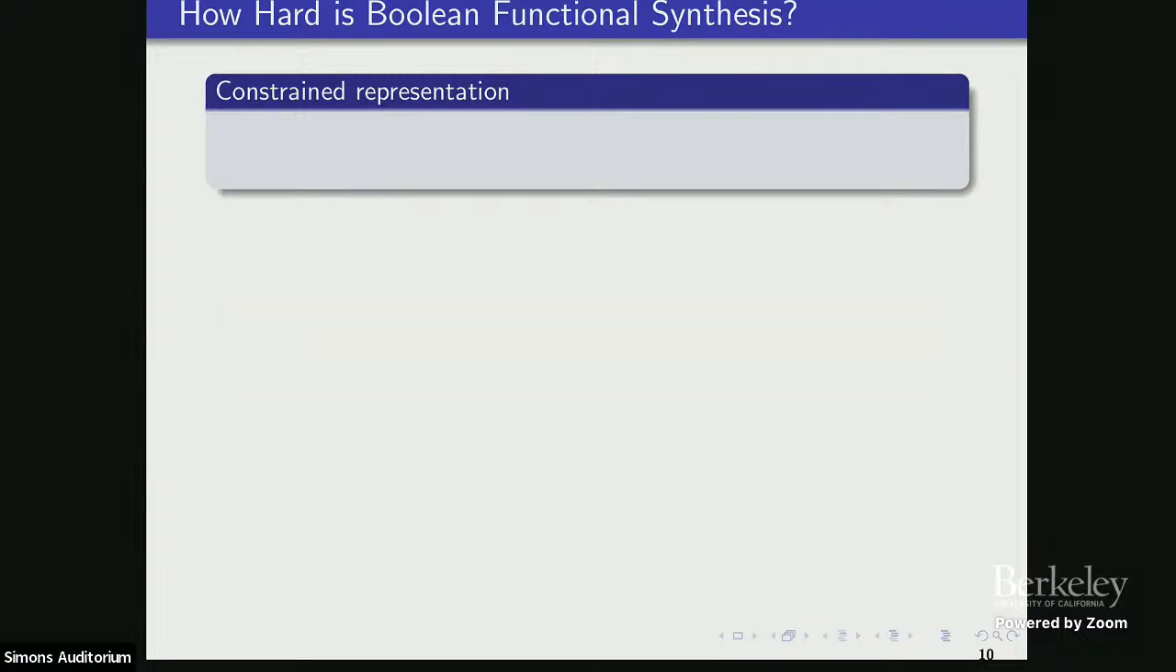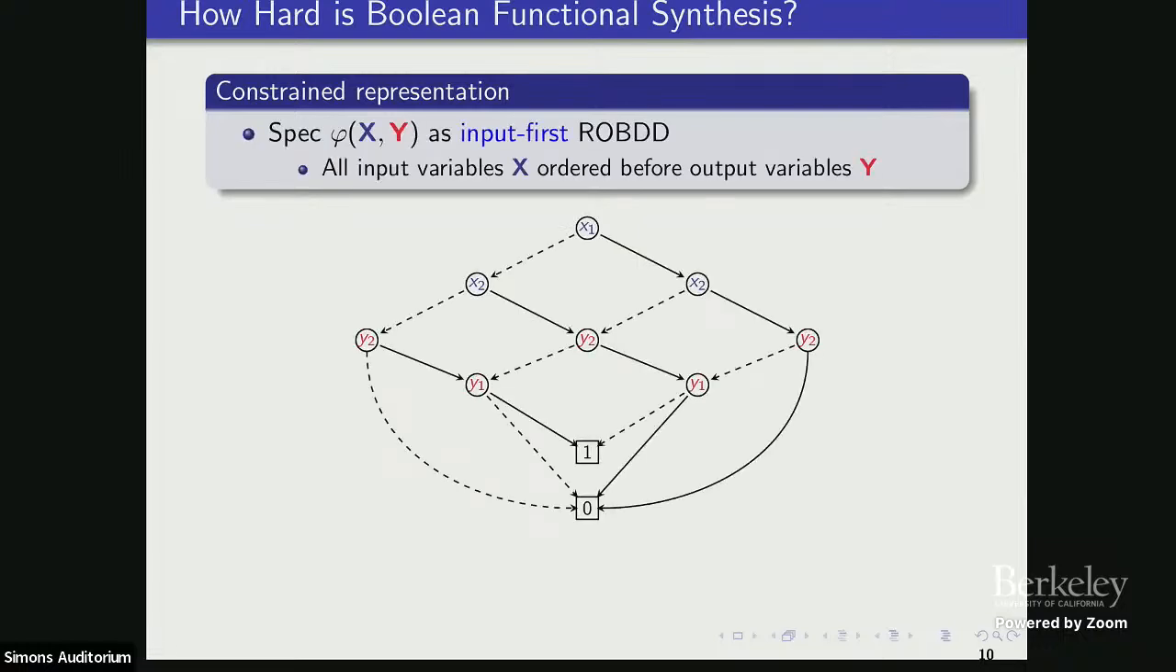So let's look at the other end of the spectrum, and let's say I have a very constrained representation. Randy Bryant talked about BDDs, and other speakers have also talked about BDDs. So if we use BDDs, and actually even a more constrained kind of BDDs called input-first ROBDDs, which means that all the input variables X are ordered before the output variables Y. They can be ordered between themselves in whatever way, but all the input variables must appear before the output variables. So this is an example of a BDD representing such a specification.